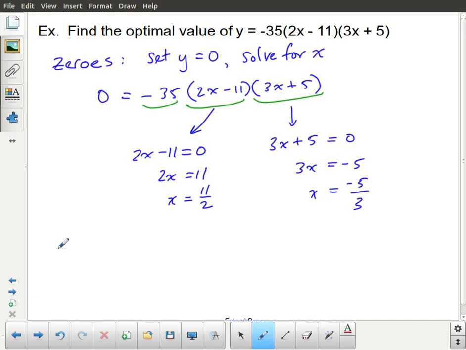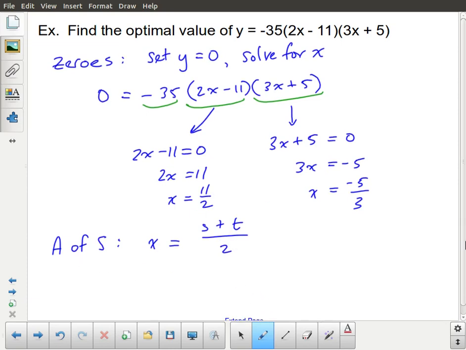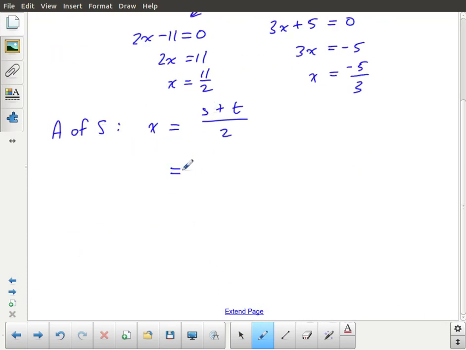And just as we did before, now my axis of symmetry is going to be halfway between these two zeros. So the axis of symmetry is going to occur when x is equal to s plus t divided by 2. So once again, we're going to make use of the zeros, and it doesn't matter which one you think of as s and which one you think of as t. So I'm going to do 11 over 2 plus negative 5 over 3, over 2. I'm being really careful about how I write this. You could have written this as 11 over 2 minus 5 over 3 right away. That would have been fine.